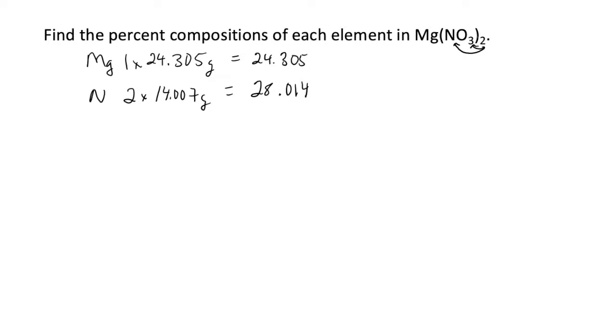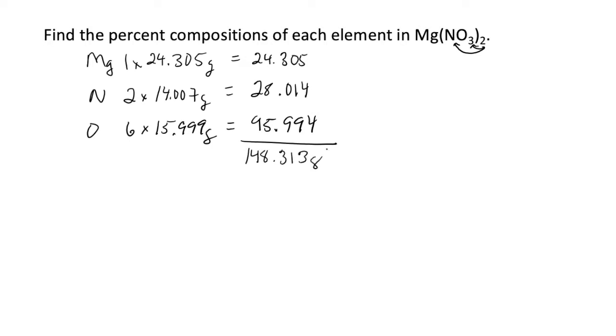We will do the same for oxygen. Oxygen has a subscript of 3 behind it, multiplied by the 2 outside the parentheses, means that we have 6 oxygens times a mass of 15.999 grams, gives a total of 95.994 grams of oxygen in this molecule. And the total mass is 148.313 grams per mole.